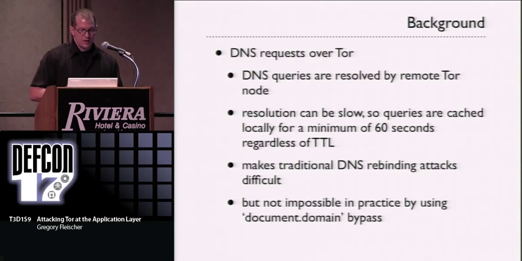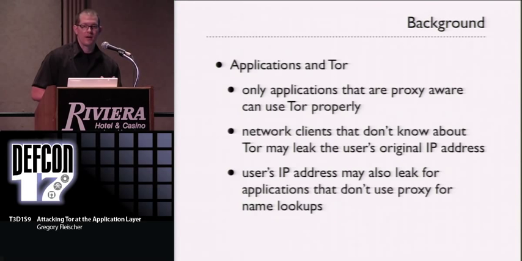And this makes traditional DNS rebinding attacks difficult because Tor is slow in resolving these DNS requests, and they're cached for a minimum of 60 seconds, regardless of what the remote server's TTL is. But we've been able to see that it's not impossible to do DNS rebinding through other techniques such as the document.domain bypass.